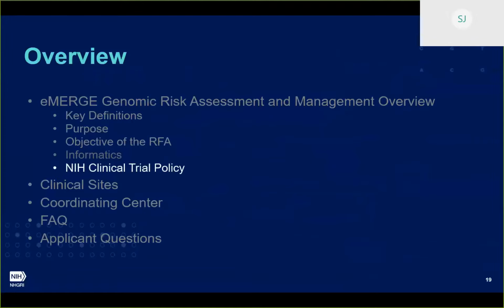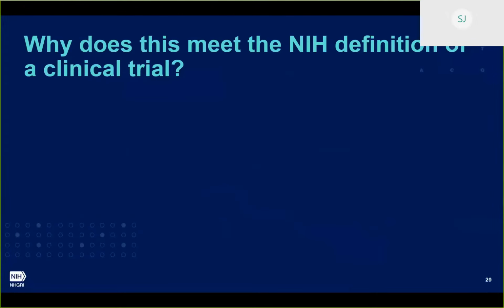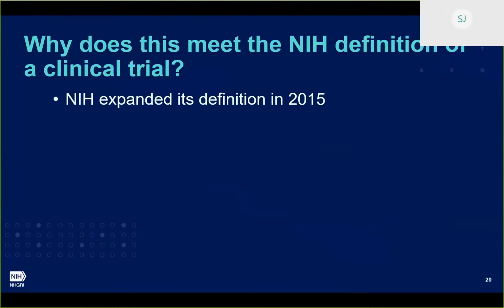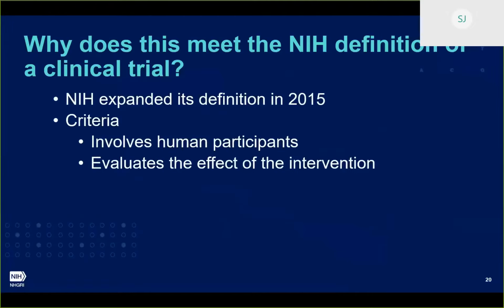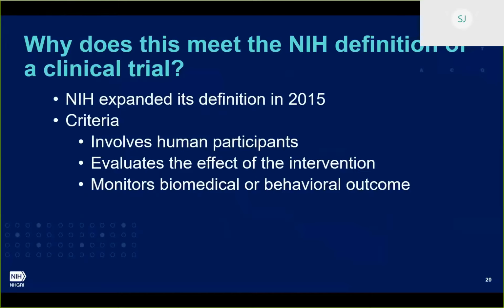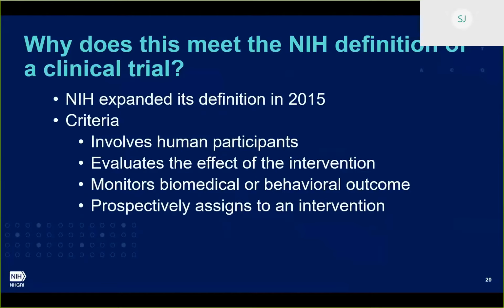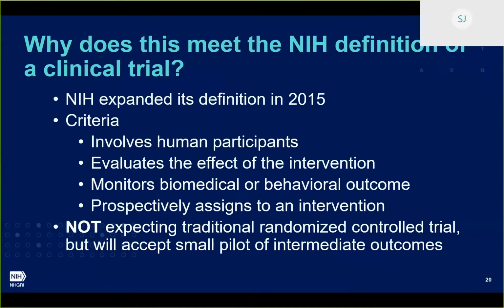So now we'll talk about the NIH clinical trial policy. Some of the questions that have come up is, why does this meet the NIH definition of a clinical trial? In 2015, the NIH expanded its definition of a clinical trial, and the criteria for that included it involves human subjects, it evaluates the effect of the intervention, it monitors the biomedical or behavioral outcomes, and it prospectively assigns to an intervention, which is all consistent with what we're proposing here. But we are not expecting a traditional randomized clinical trial for this RFA, but we are accepting small pilot studies that are proposed within the individual applicant.